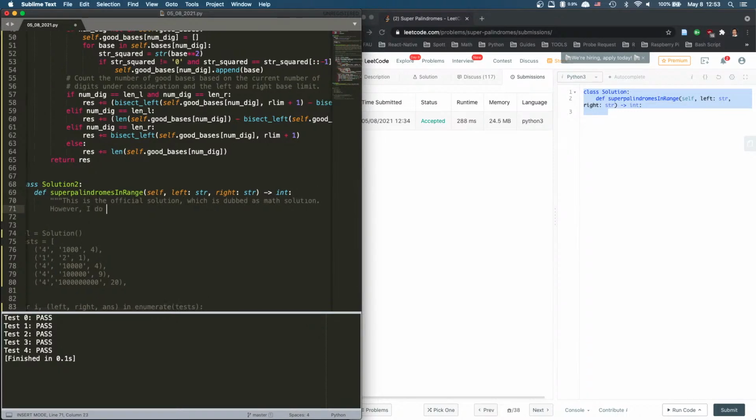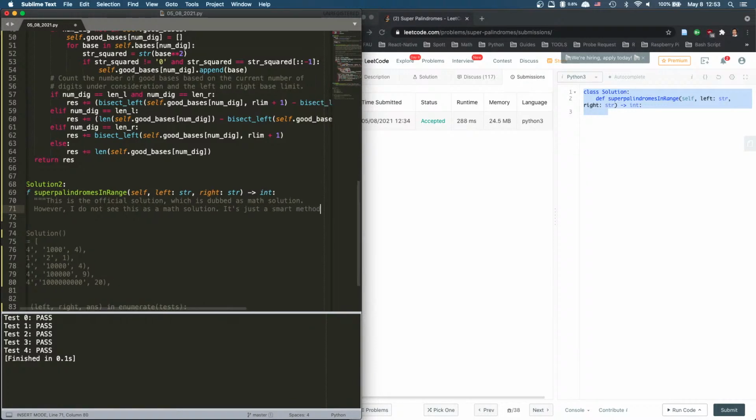However, I do not see this as a math solution. It's just a smart method to compute palindromes directly, iteratively. I mean, ours is also direct, that is, without the need to save previous palindromes.